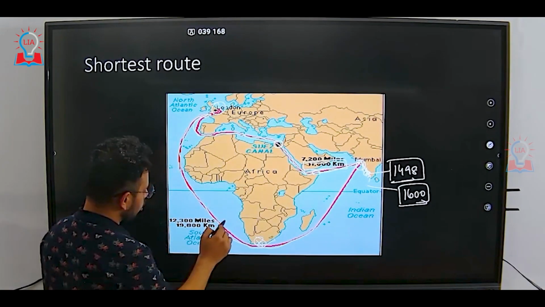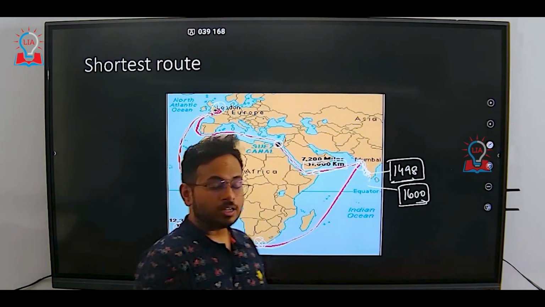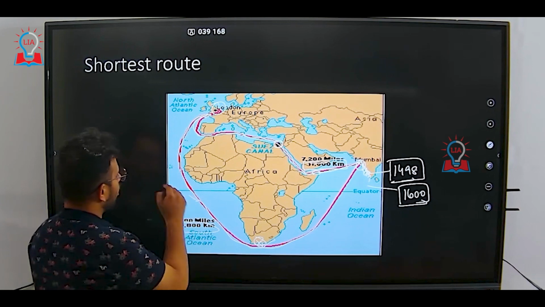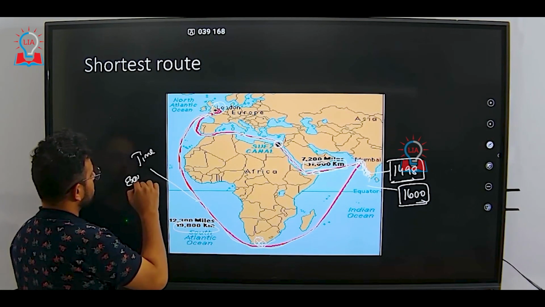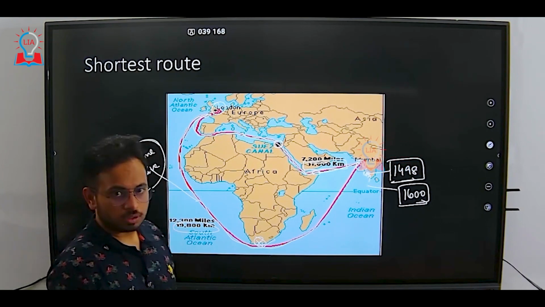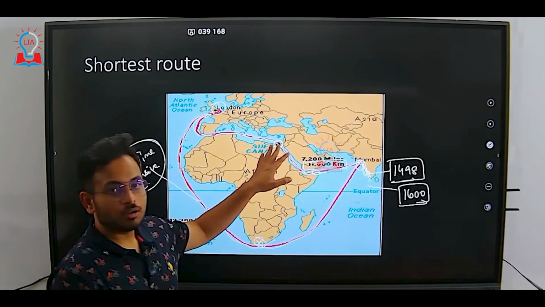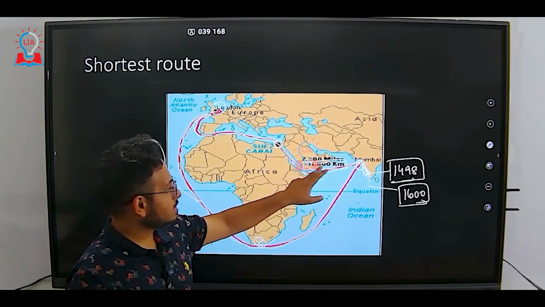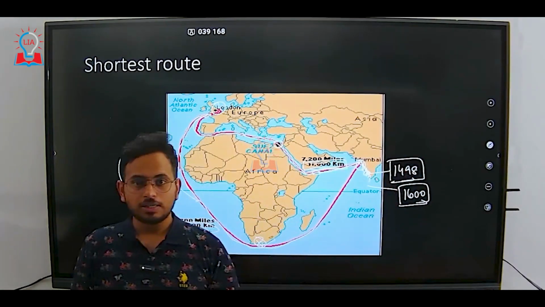If you're taking this long route, the distance is 19,800 kilometers, and 19,800 kilometers will take a long time and also becomes expensive. But taking the Suez Canal route, even though you pay some tax or toll to enter and exit the Suez Canal, the distance is 11,600, with a reduction in time and also money.